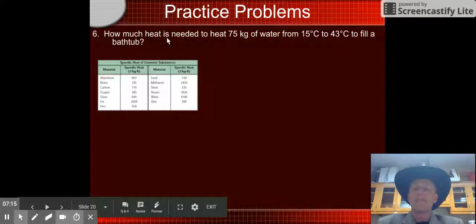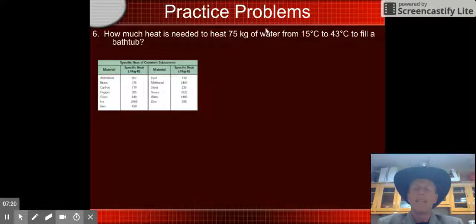So let's continue. How much heat is needed to heat 75 kilograms of water? Well, if we know how much heat energy is needed to heat a bathtub, then we can actually convert it into kilowatt hours. That's energy. And then we can convert it into money. How much money will it take to heat a bathtub? Well, let's start with finding Q, and I'll show you how to convert it. So Q equals mc delta T. We're talking about water. Water is 4180 from the chart.